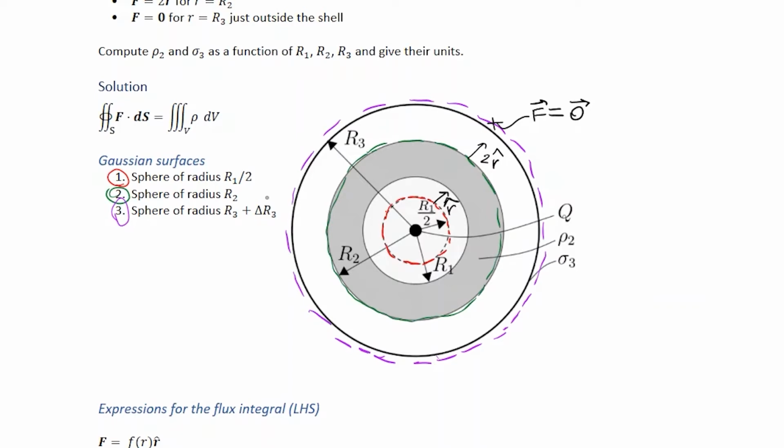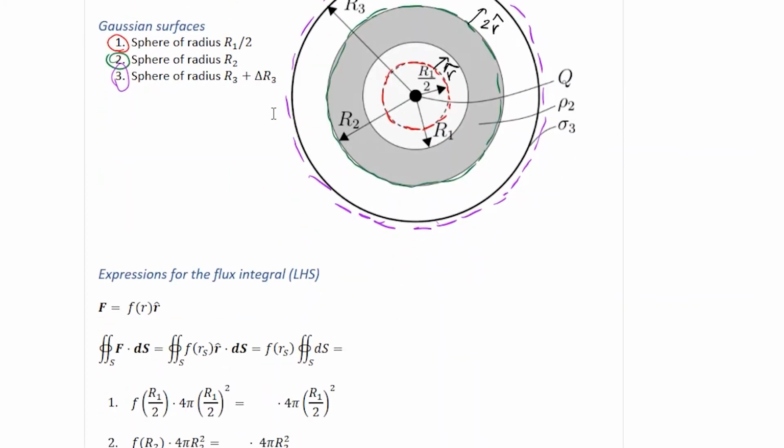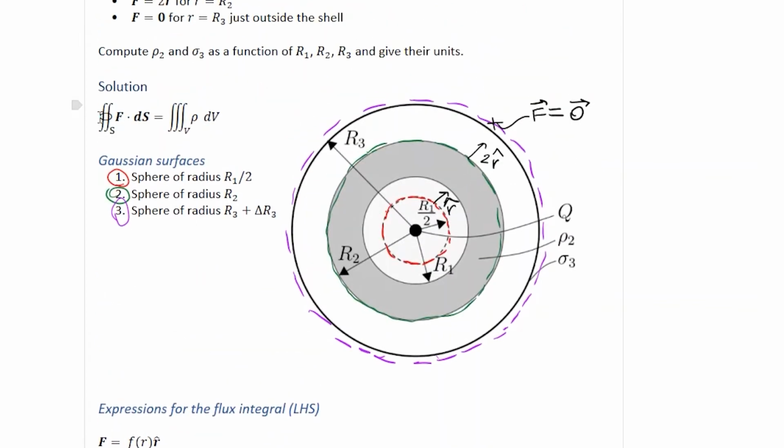Now this delta R3 is just some really, really small number. Just as long as it's non-zero, it's enough. Then we will simplify the left-hand side and the right-hand side of this expression.